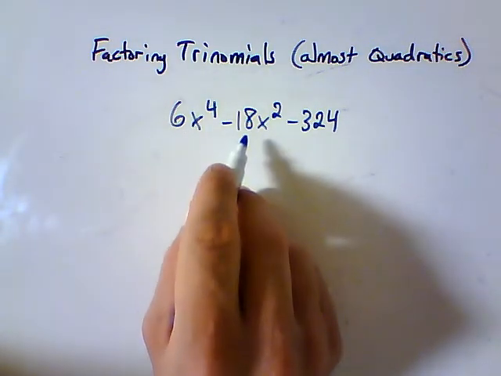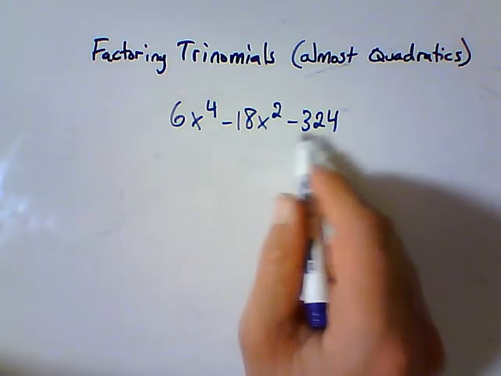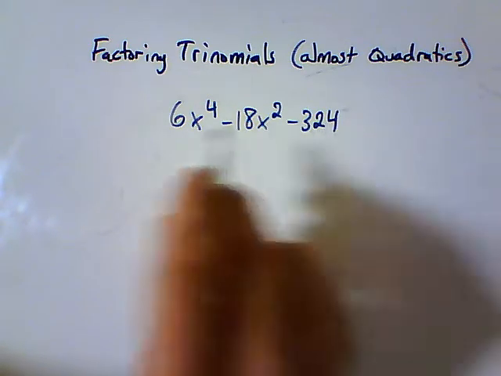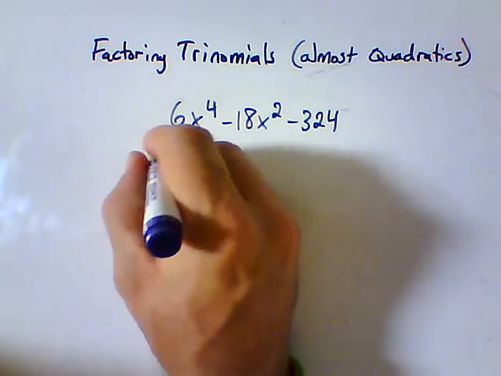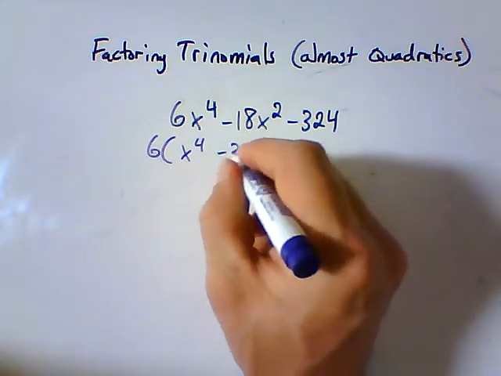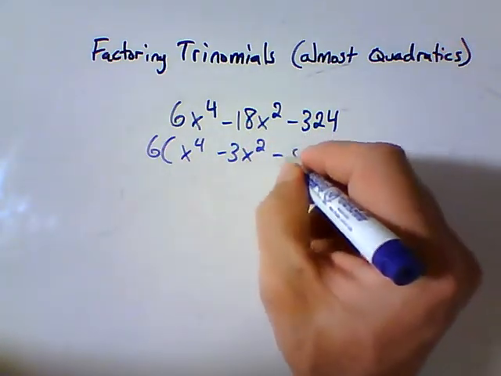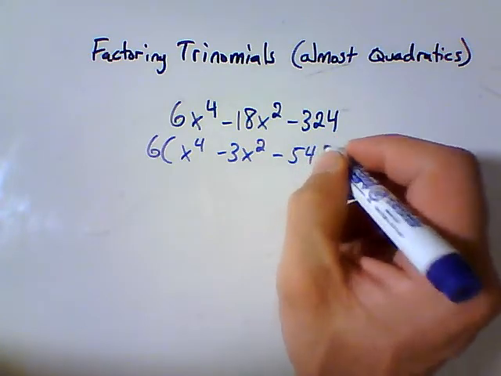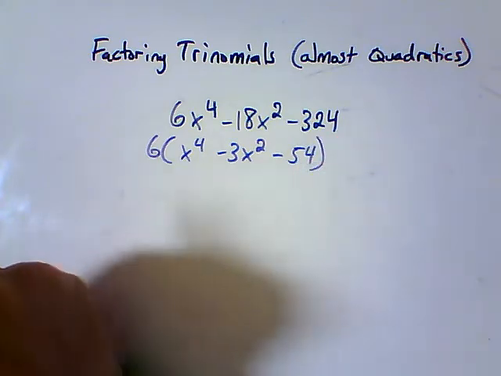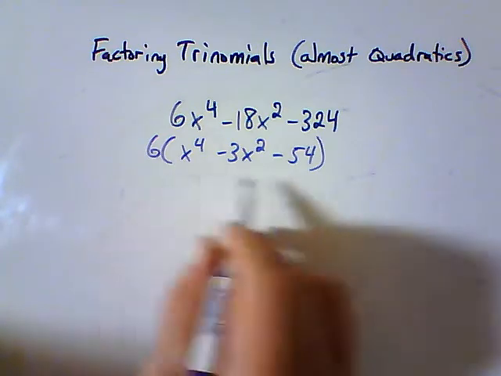6 goes into 18, so that's good. 3 plus 2 is 5, plus 4 is 9, so 3 goes into it and it's even, so 6 goes into all of these. So I'm going to take out a 6, and be left with x to the 4th minus 3x squared minus 54, right? So now we have that.